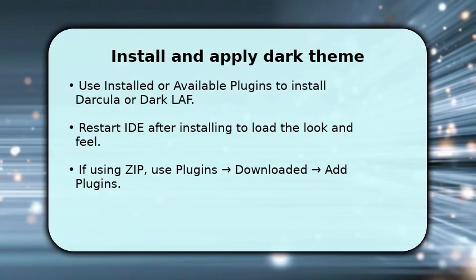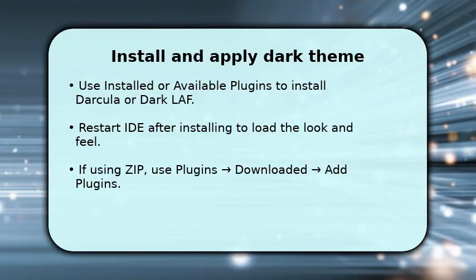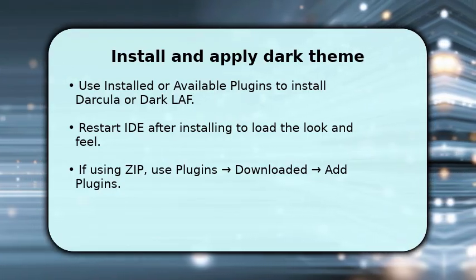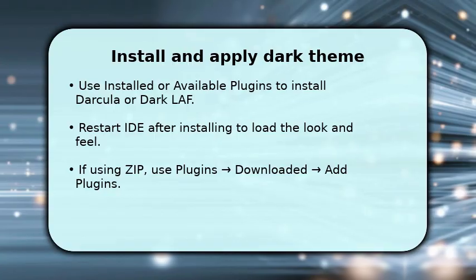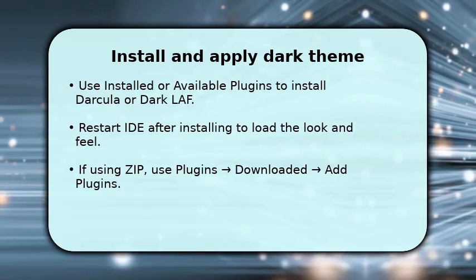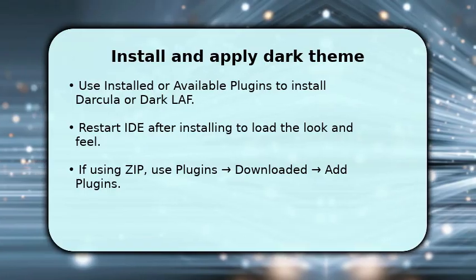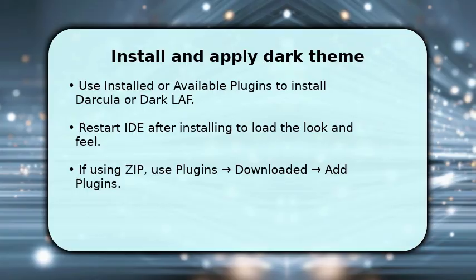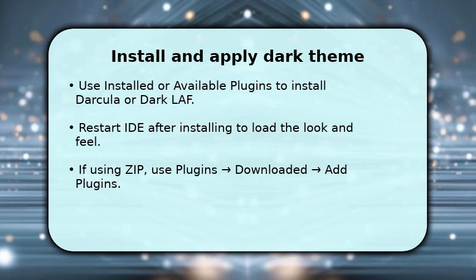Now you install and activate the Dark Look and Feel. You choose the Darkula or Dark LAF plugin and click Install, following prompts. Once installed, restart Netbeans so the new look loads correctly. After restart, go to Tools, Options, Appearance, Look and Feel, and select the dark theme. Apply and confirm. If you used a ZIP, add it under Plugins, Downloaded before installation. This step changes Window Chrome, editor background, and UI contrast to a comfortable dark palette.